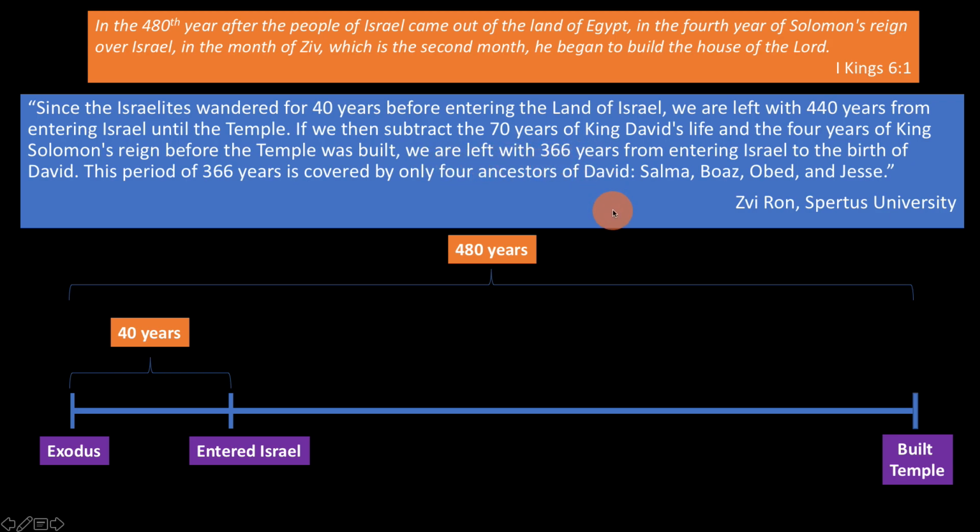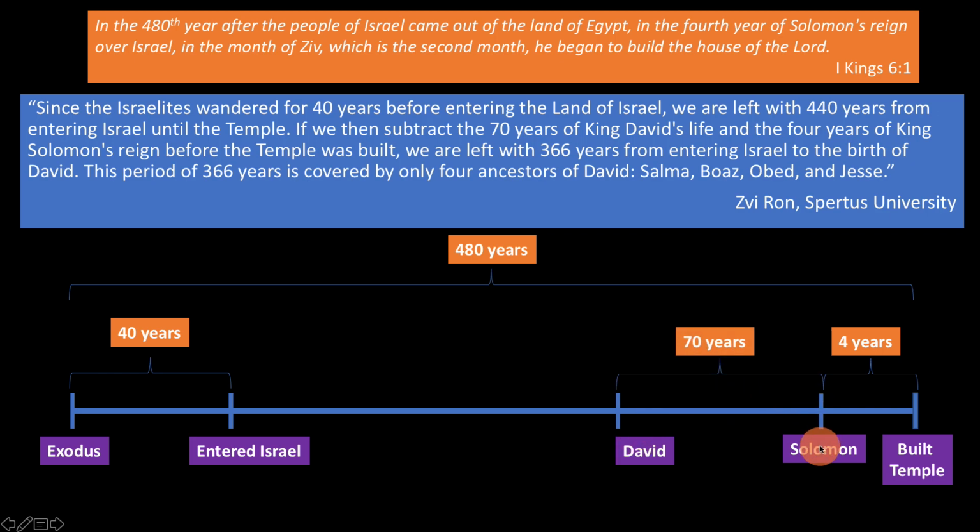Let's stop there. What Ron is telling us is that this first King's quote tells us that Solomon began building the temple in the 4th year of Solomon's reign. So in the 4th year of his reign, he began to build the temple. So if we go 4 years back from the construction of the temple, we arrive at the coronation of Solomon. If we then appreciate the fact that Solomon became king when his father died, and David died at the age of 70, we can get to David's birth by going back 70 years. So David was born 70 years before Solomon took the throne.